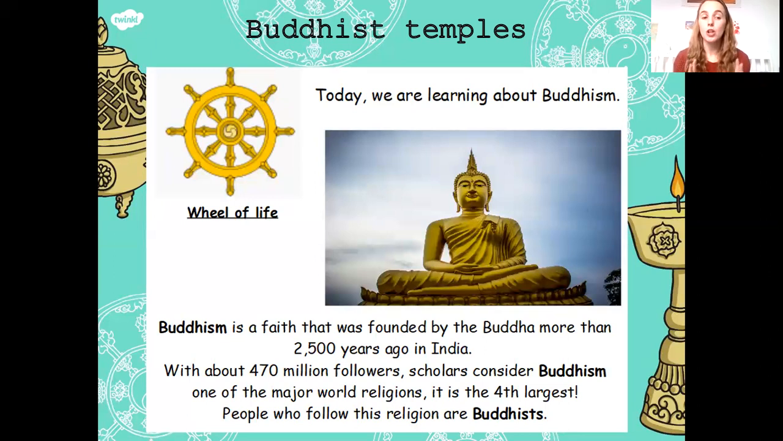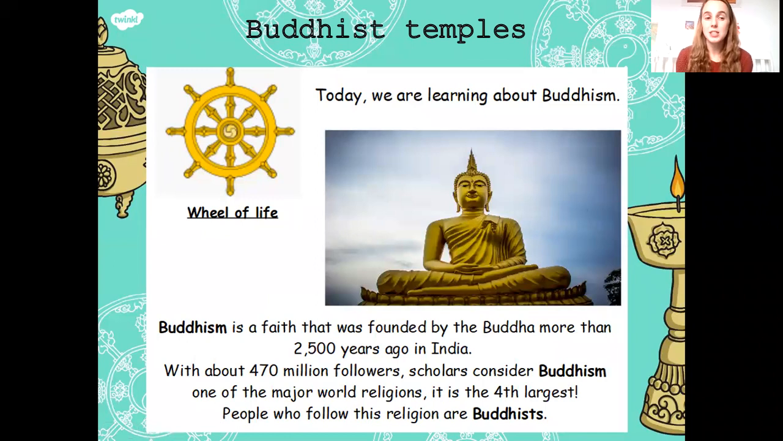People that follow Buddhism are called Buddhists, just like people who follow Islam are called Muslims, people who follow Christianity are called Christians, and people who follow Buddhism are Buddhists. So we are going to be learning about Buddhism today and their sacred place of worship, which is called a temple.